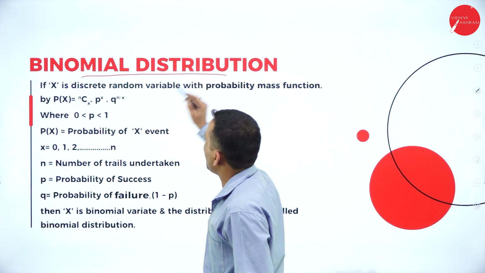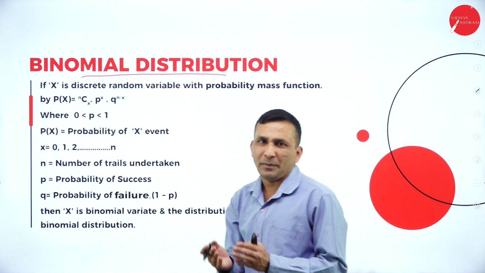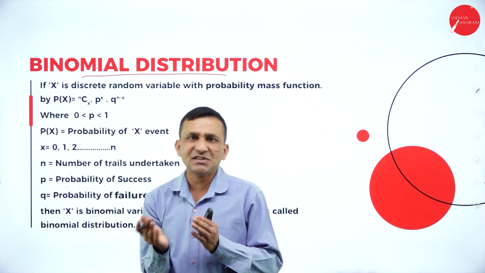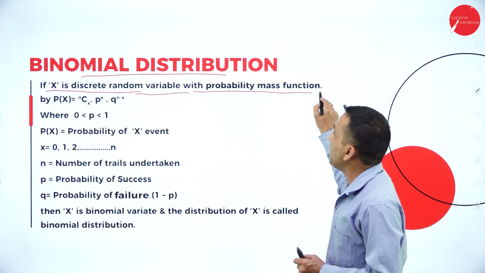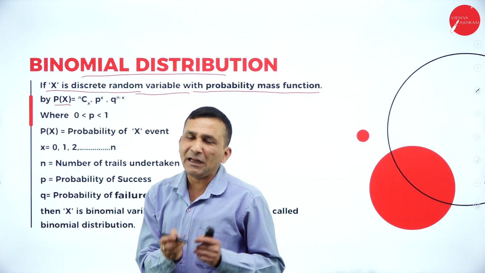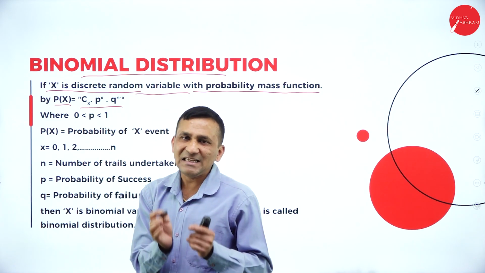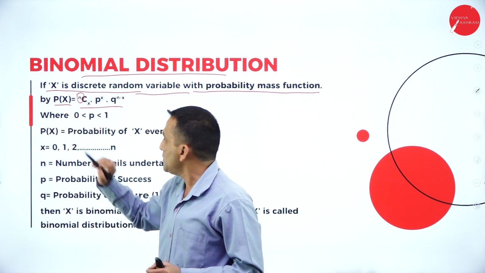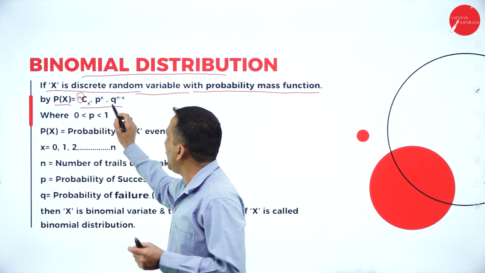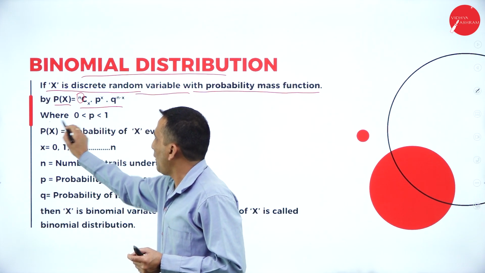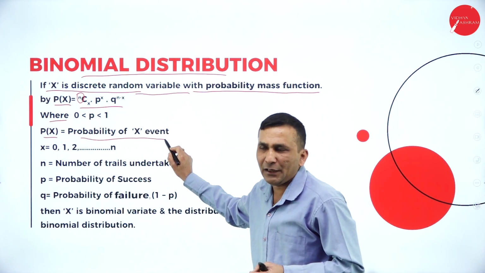So binomial distribution, here in the last section, in the last slide, which is related to a few problems on the binomial function. So now we extend to the probability mass function. If x is a discrete random variable with the probability mass function, symbolically we are writing p of x, which is nothing but the probability mass function. So the formula is very simple. nCx, n stands for number of outcomes, C is combination, x is the x value, into p to the power x into q to the power n minus x, where 0 is less than p less than 1. So p of x is nothing but the probability of x event.